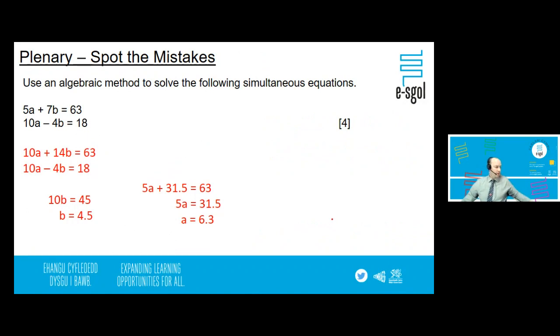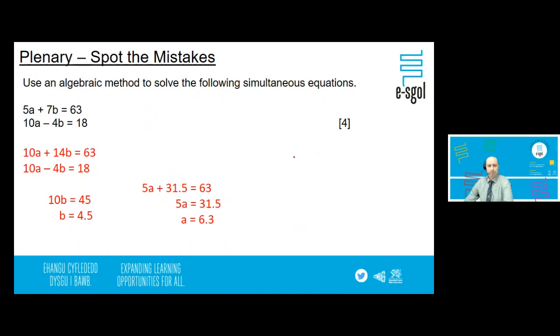So we're more or less out of time. We'll have a quick look at this plenary. So the question is to solve the equations 5a plus 7b is 63, and 10a minus 4b equals 18. And have a quick look if you can spot any obvious mistakes.